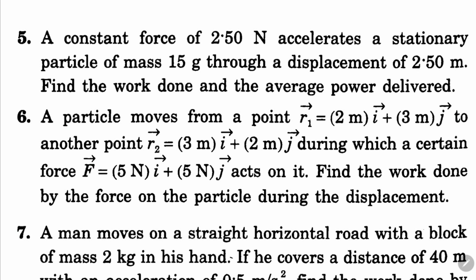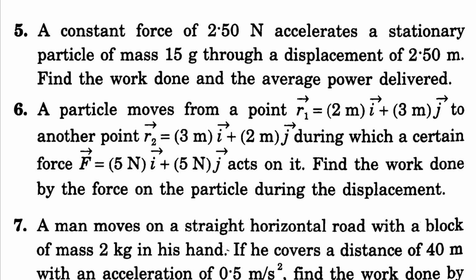Now question number 5 is, there is a constant force of 2.5 Newton and it accelerates a stationary particle having mass 15 gram and the displacement of the particle is 2.5 meter. So we need to find the work done and the average power.